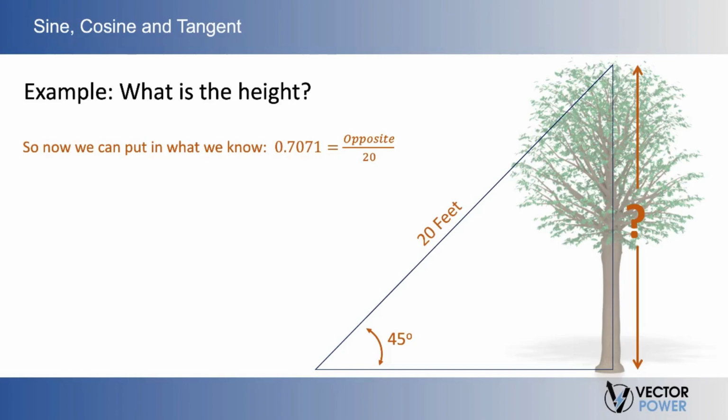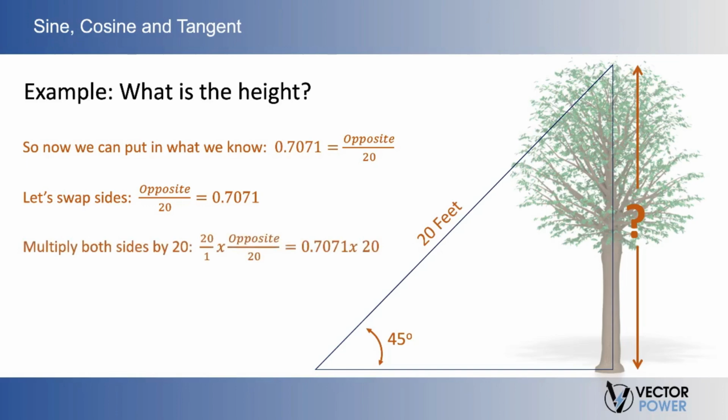So now we can put what we know into the equation. 0.7071 equals the opposite divided by 20. Now let's go ahead and just simply swap sides. Say the opposite divided by 20 equals 0.7071. Now what we want to do is get the opposite standing alone. So we can multiply both sides by 20.